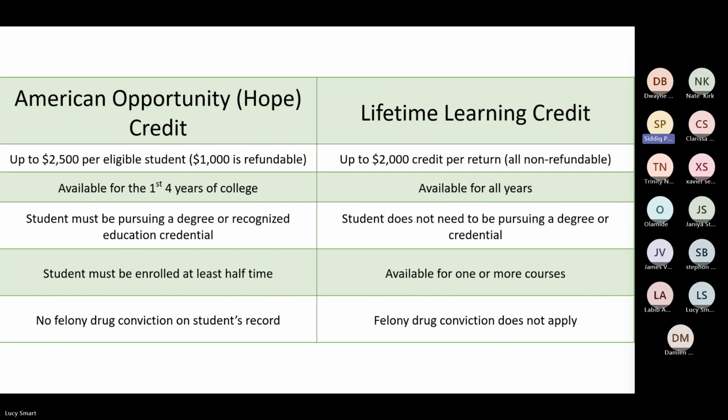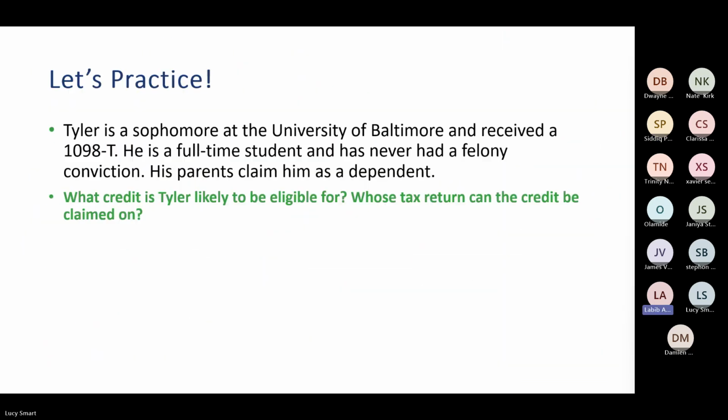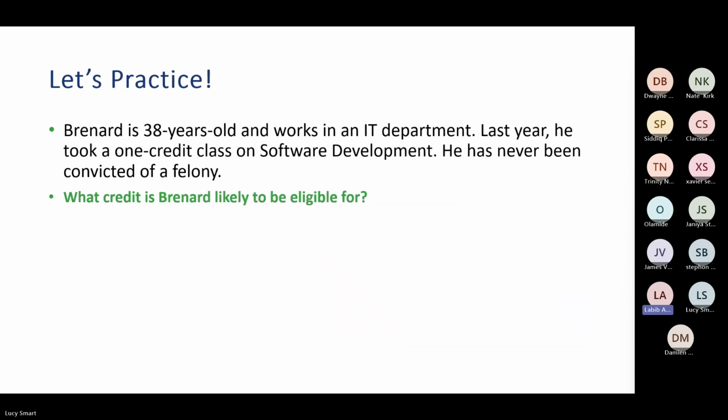Okay, and just as a reminder, Bernard is 38 years old, works in the IT department. He took a one credit class on software development and has never been convicted of a felony. So based on those parameters, okay, great. So Nate says that he thinks that it's lifetime learning credit, which is correct. Good. How about you?